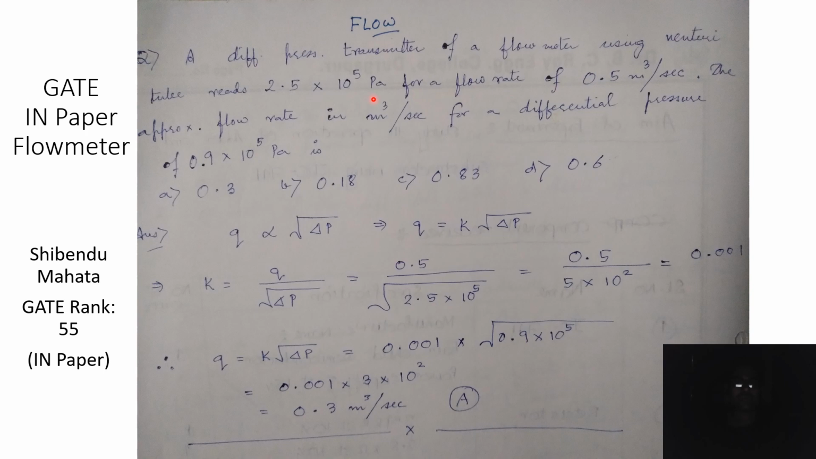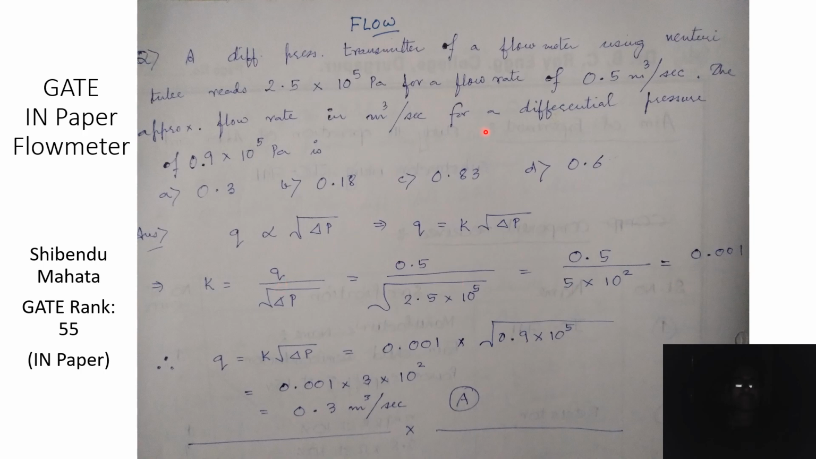And if we refer back to the question, they have given us the value for the differential pressure. So this is the value of differential pressure, 2.5 × 10^5 Pascal, whereas the value for the volumetric flow rate is given by 0.5 meter cube per second. So if we substitute these values for Q and delta P, we obtain the value of K, which is equal to 0.001 numerically.